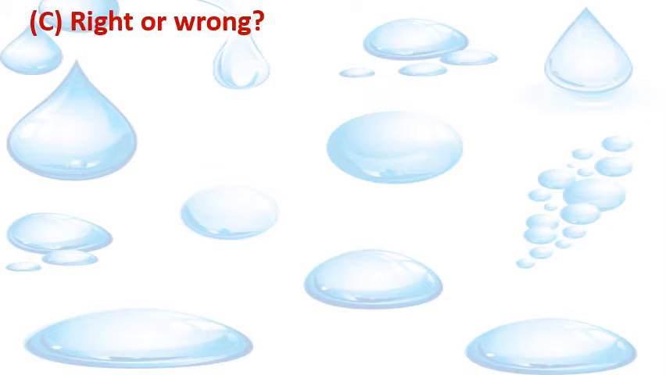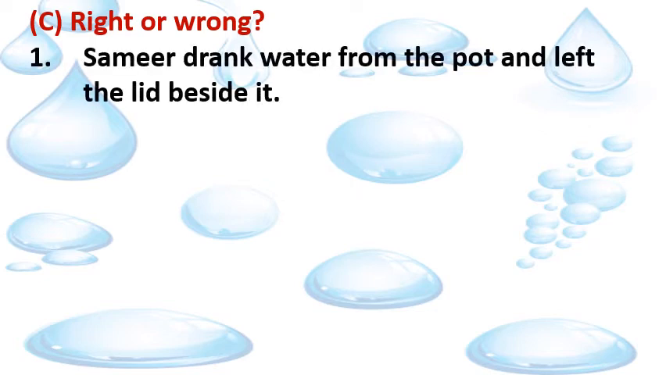Now, right or wrong? Here, dear students, whatever we have learned today, we will check whether we understood or not. Okay? Now, first one, Samir drank water from the pot and left the lid beside it. Is this a right action or wrong action of Samir? He drank the water and he kept the lid beside that pot. No, this is wrong. Correct? So the dirt and the rubbish can enter the pot. So this action is totally wrong.